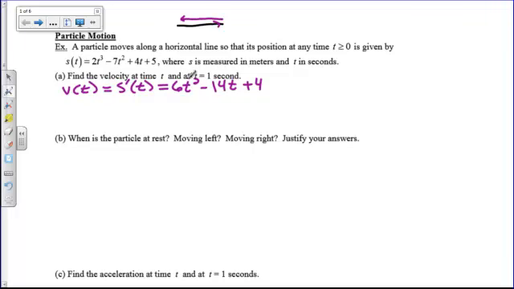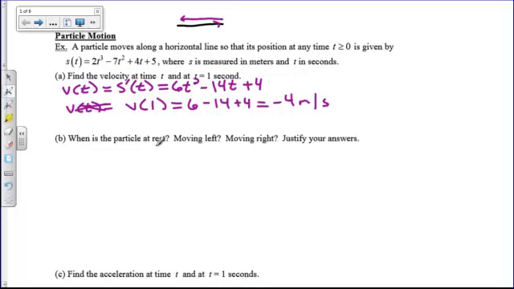And then we have to find the velocity at 1 second. The velocity at 1 second, well, I've got v of t. I should have written v of 1. Let's try that again. Let's write v of 1. I'm going to plug 1 in for t, and that will give me 6 minus 14 plus 4, and that works out to be negative 4, and this is meters per second.